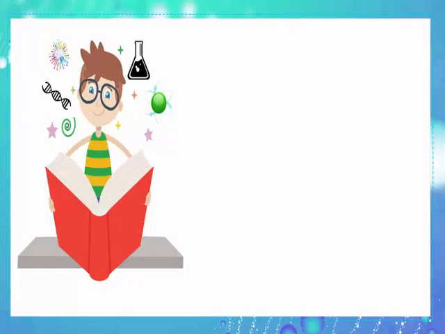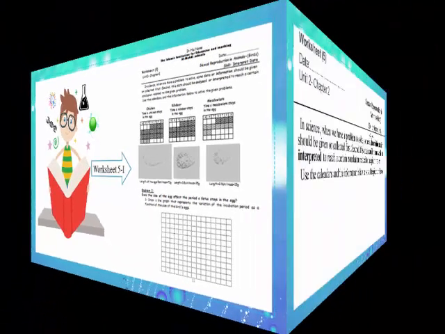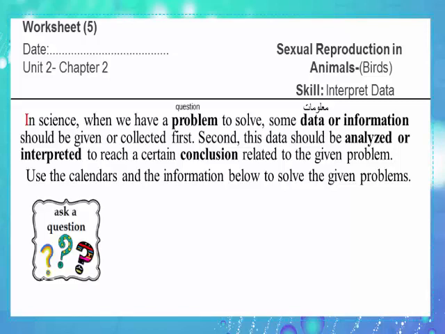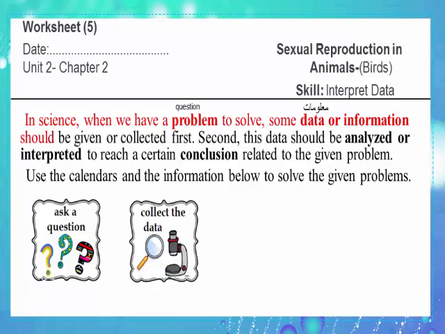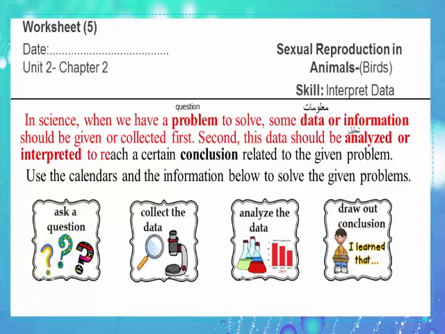Now please open your booklet on worksheet 5 part 1 and let's start reading the introduction. In science, when we have a problem to solve, some data or information should be collected first. Second, this data should be analyzed or interpreted to reach a certain conclusion related to the given problem.